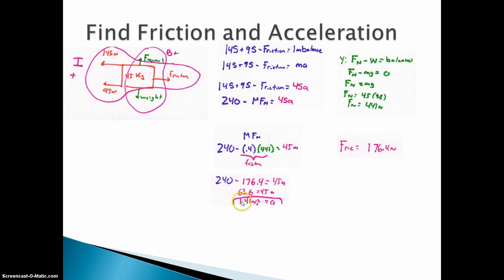If somehow we ended up with a negative value here, looking back at this picture, if this is positive, this is negative, which means the acceleration would be to the right, which means the imbalance is to the right. So if we end up with a negative acceleration, that means the opposite direction we chose is the imbalance. That's a nice little check, just in case you're unsure of which way the imbalance was.